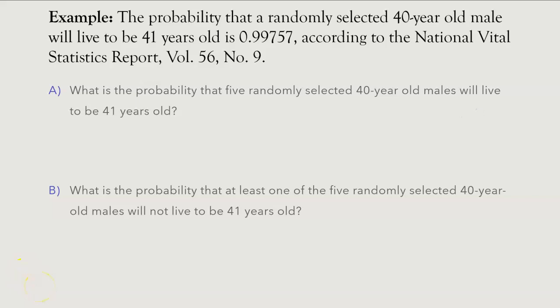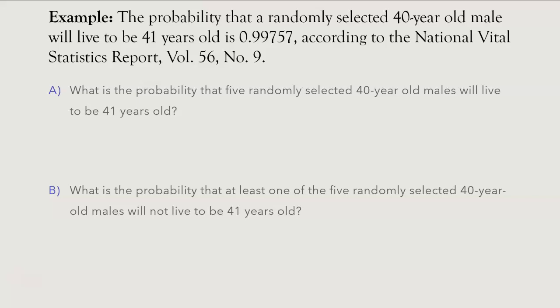The probability that a randomly selected 40-year-old male will live to be 41 years old is 0.99757. That's according to the National Vital Statistics Report. We want to know, what is the probability that 5 randomly selected 40-year-old males will live to be 41 years old? So you have to think about it first. What is it that you want? You want the probability that when you select 5 individuals, they'll live to be 41.